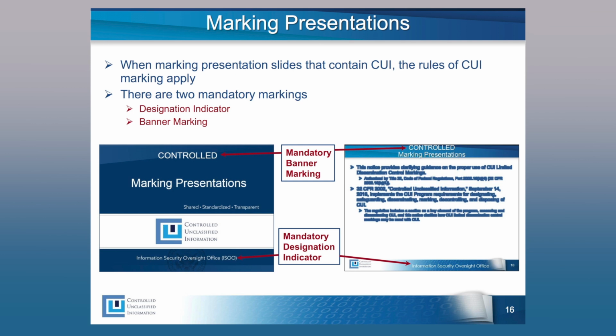You must also mark PowerPoint presentations if the slides contain CUI. When marking slides, the thing to remember is that the basic rules of marking CUI apply. The two mandatory components that you must include are the Designation Indicator and banner marking. In the example, the slides only contain CUI Basic, so only the CUI Control Marking is mandatory. But if the slides contain CUI Specified, category markings would also be mandatory, as with a document containing CUI.